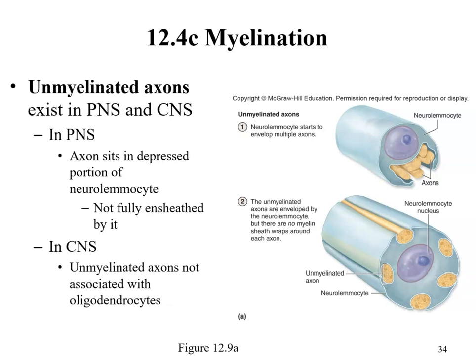There are unmyelinated axons in the peripheral nervous system and the central nervous system. In the peripheral nervous system, they look kind of like this. So you're going to start with a neurolemmocyte that envelops multiple axons. And then see how the axons just kind of spread out, but they're not totally wrapped around by the neurolemmocyte, okay? Not fully ensheathed by it. So they just kind of sit in a depressed portion. In the central nervous system, you're going to have unmyelinated axons that are just simply not associated with oligodendrocytes.